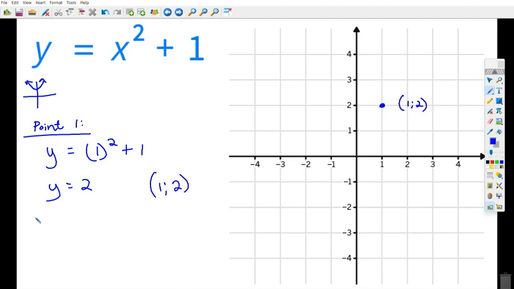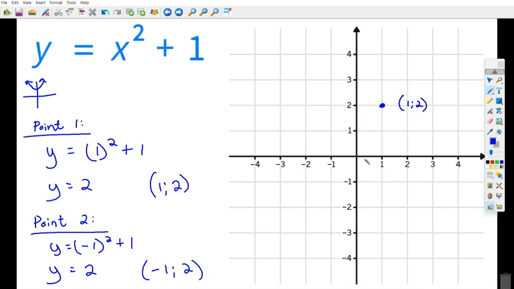And then I'm going to use the reflection for point 2. Y is equal to negative 1 squared plus 1, and that's also going to give me 2. So my point there is negative 1 and 2. Let's go plot that. Negative 1, 2. But I'm missing a point. What is my other point going to be? My C value, where it cuts my y-axis, or my turning point in this case.